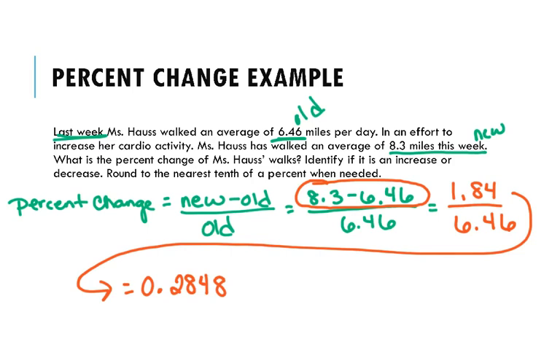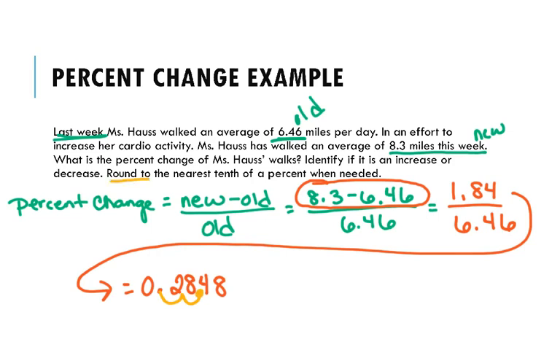0.2848. All right, I need to convert it now to a percentage, okay? Because I'm trying to find percent change. So remember, you need to move the decimal place 2 spaces to the right. So I go 1, 2, and my decimal goes here.